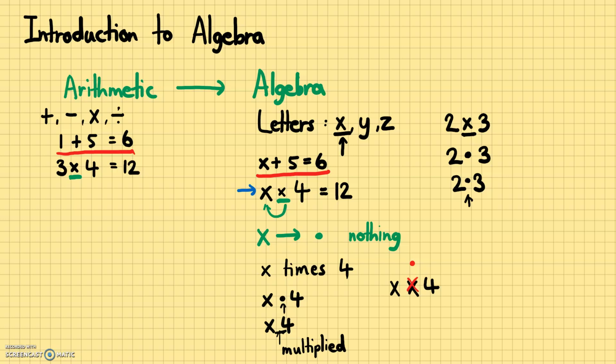Again, don't use the cross, because if you see this in algebra, we don't know if it means 2 times x times 3 or 2 times 3. So that's some of the notation difference that we have in algebra that's different from arithmetic. Let me summarize that here.